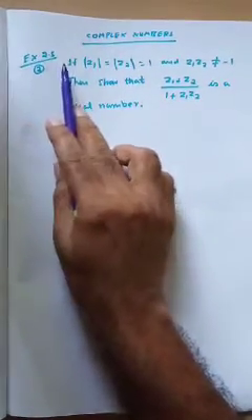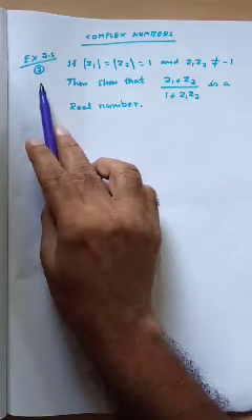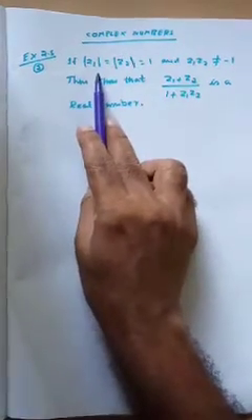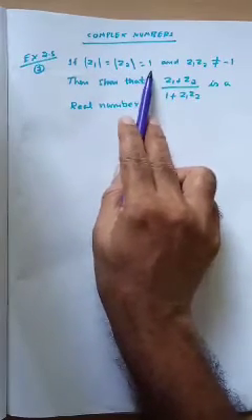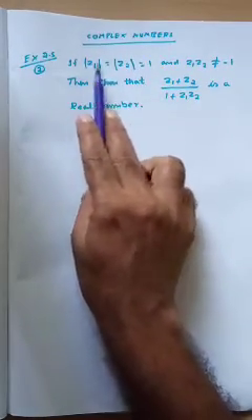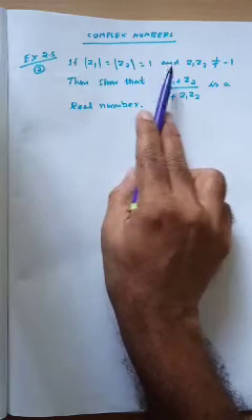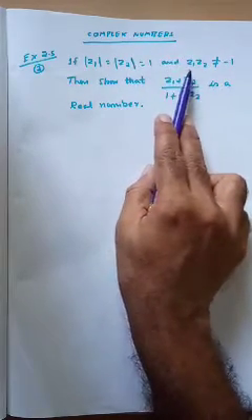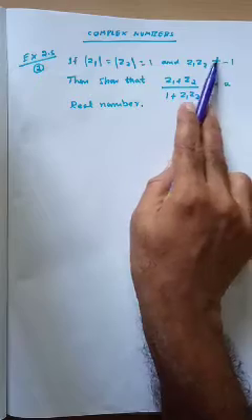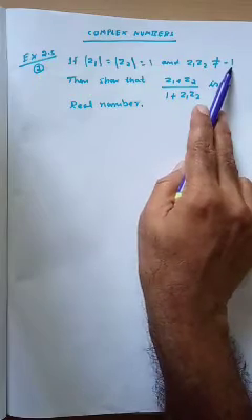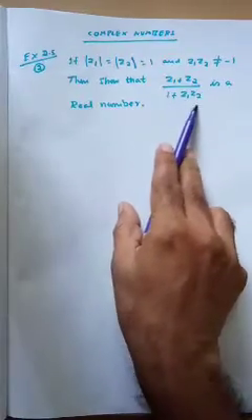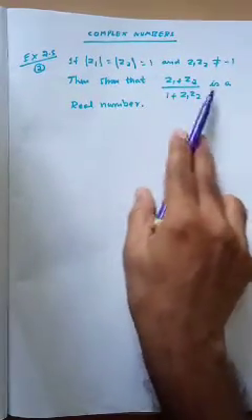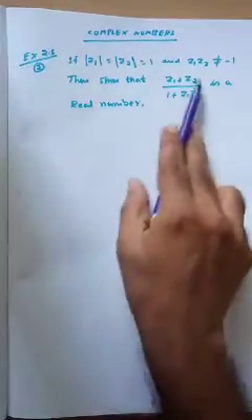Exercise 2.5, second question. Z1 modulus equal to Z2 modulus equal to 1. Note that Z1 modulus is 1 and Z2 modulus is 1. And another condition given is Z1 into Z2 is not equal to minus 1. Then you have to show that Z1 plus Z2 divided by 1 plus Z1 Z2 is a real number. You have to prove that this is a real number.